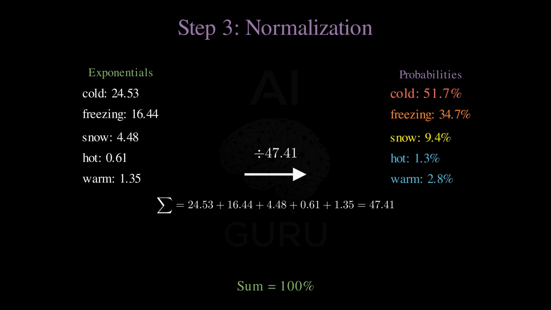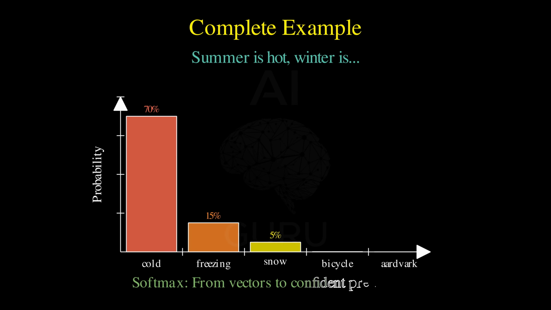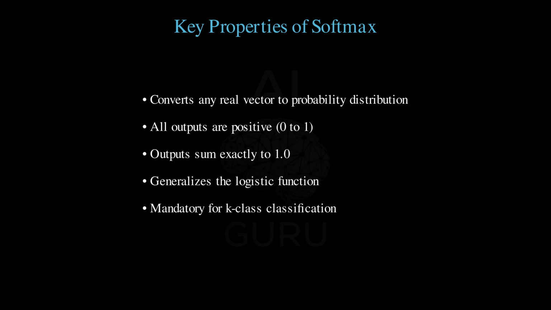So when the network processes the context, "summer is hot, winter is" it doesn't just guess the next word. Softmax generates a full probability distribution, assigning, say, 70% likelihood to "cold," 15% to "freezing," 5% to "snow," and then vanishingly small probabilities to "aardvark" or "bicycle." That's precisely right. Softmax provides a mathematically sound way to interpret the network's confidence, ensuring the model chooses the highest probability word, the best prediction, while also maintaining a true probabilistic view of all other options, which is often crucial for tasks like sampling and generation.